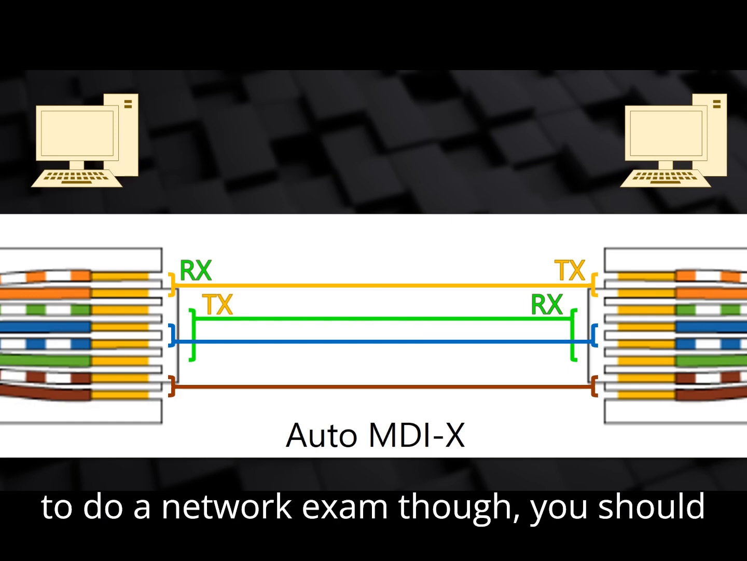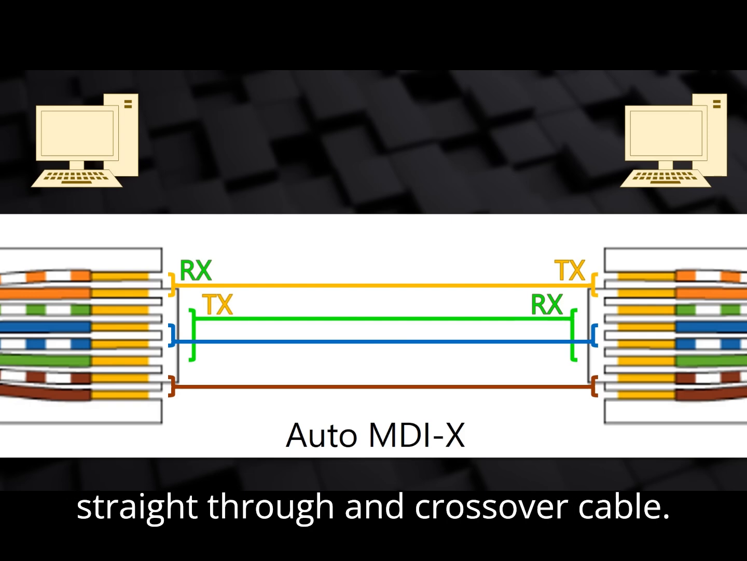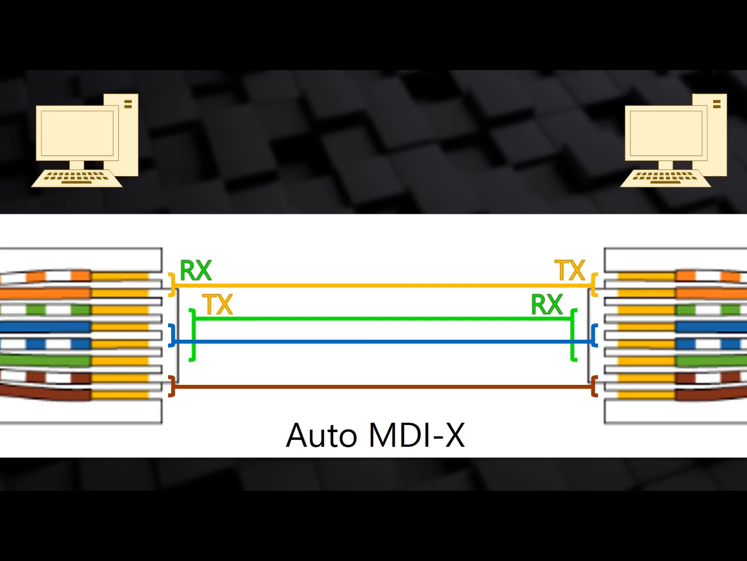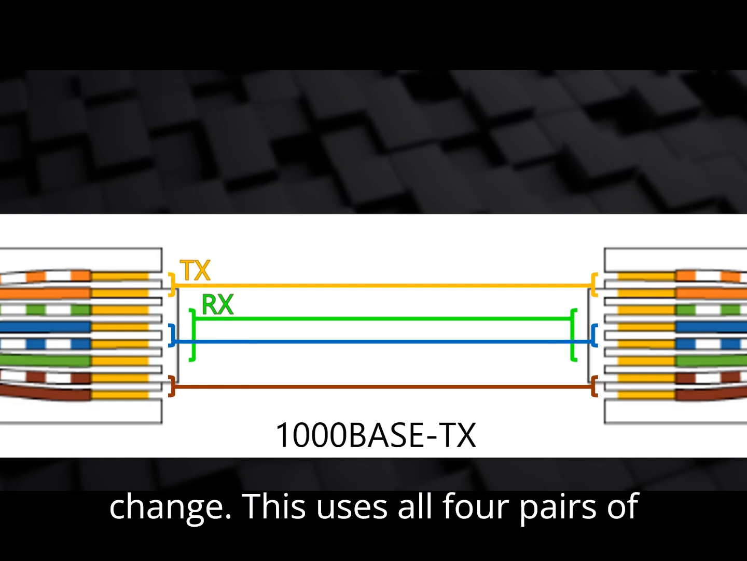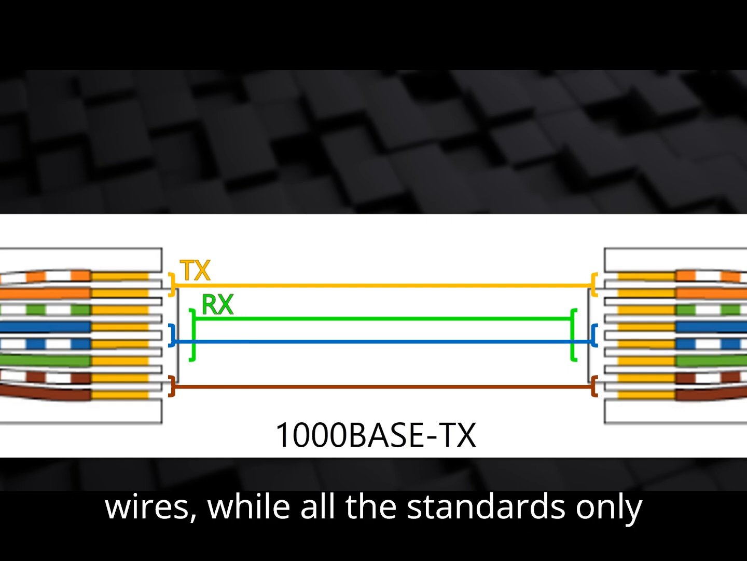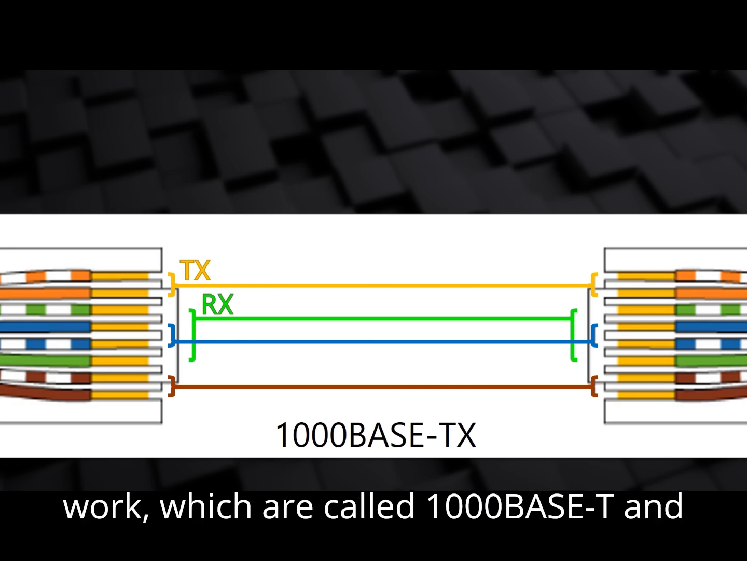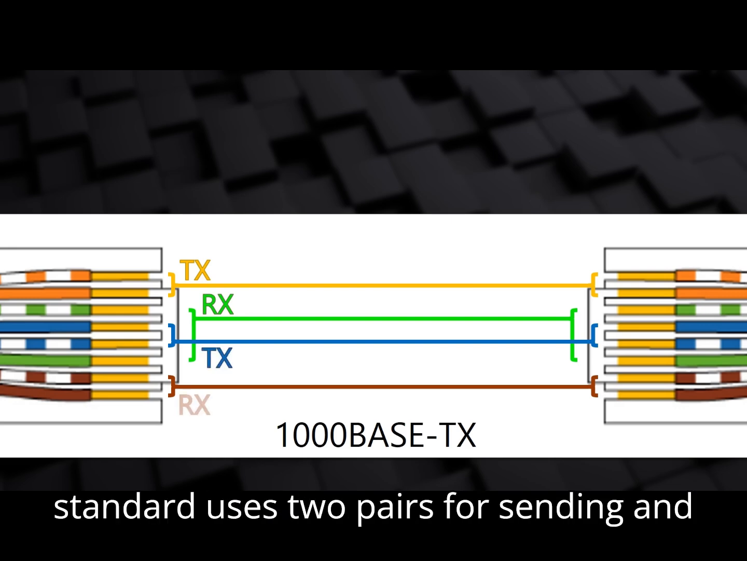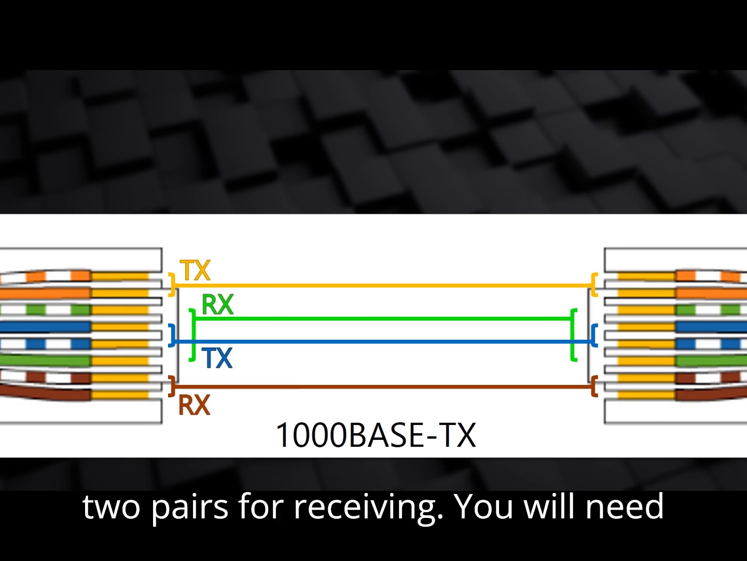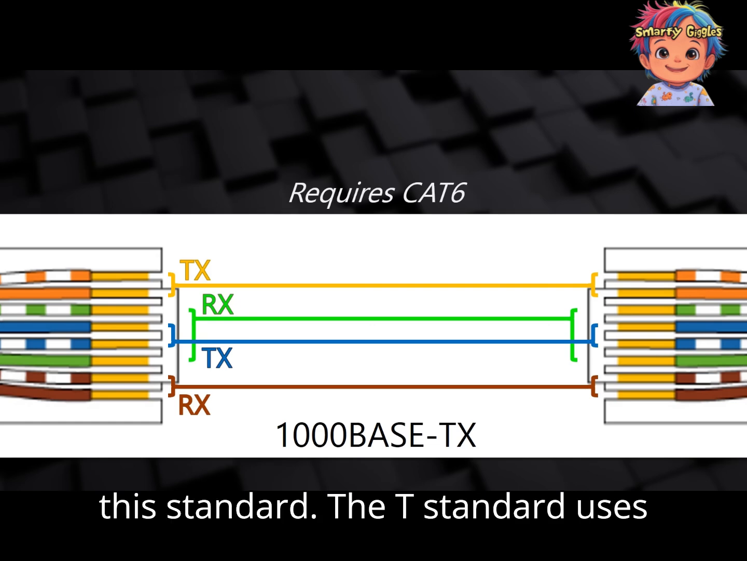If you're going to do a network exam though, you should still remember the difference between a straight through and crossover cable. When we get to 1000 base though, things change. This uses all 4 pairs of wires, while older standards only required 2. There are 2 ways this can work, which are called 1000 base T and 1000 base TX. The TX standard uses 2 pairs for sending and 2 pairs for receiving. You will need Cat6 cabling or higher if you want to use this standard.